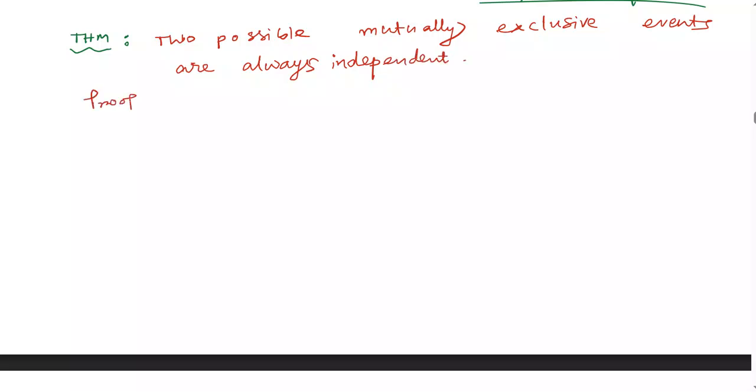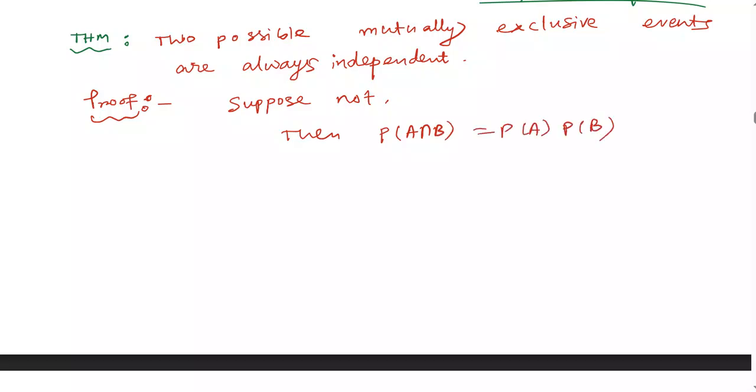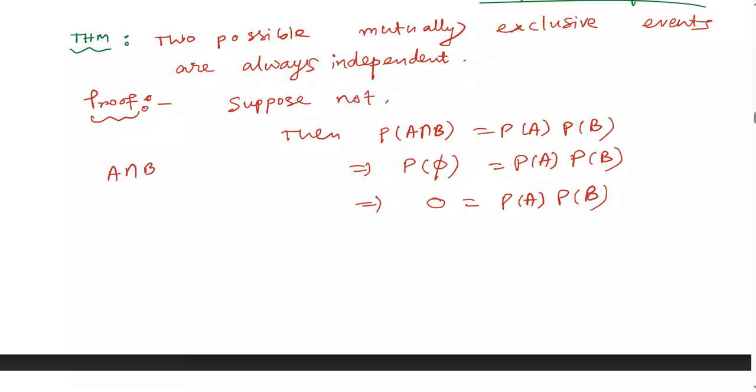How will you prove this? To prove this, suppose not, meaning what is given is not true. Then probability of A intersection B equals probability of A times probability of B. Mutually exclusive means A intersection B is empty, so probability of A intersection B equals 0. Got my point? That implies 0 equals probability of A times probability of B. That implies either probability of A equals 0 or probability of B equals 0.